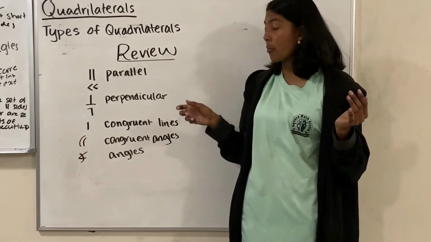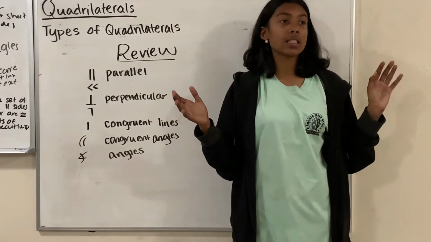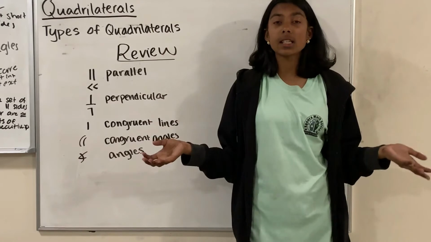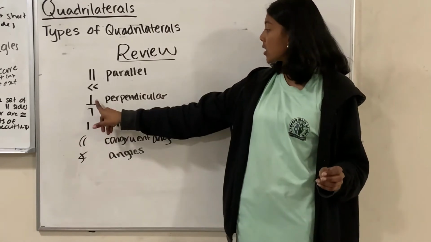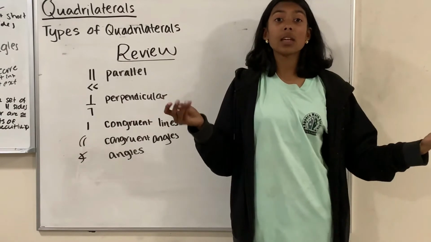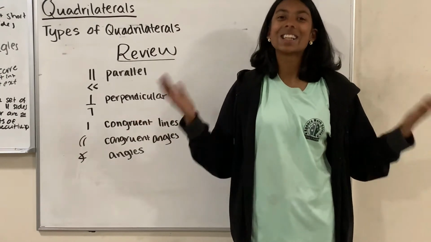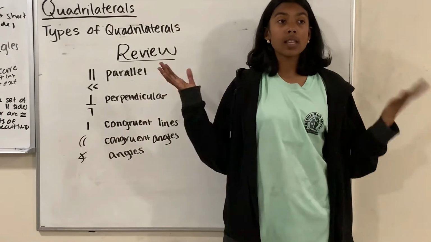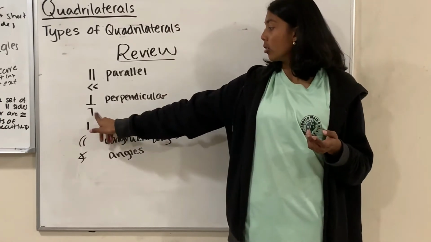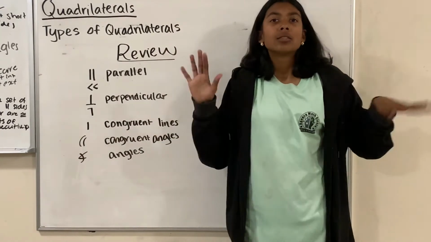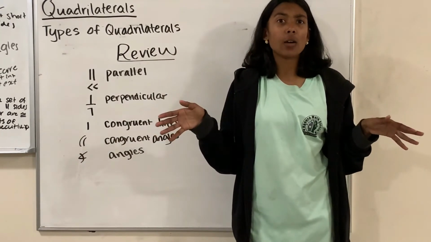Then we move on to perpendicular. If I want to say that segment AB is perpendicular to CD in a sentence, I would say AB, this weird upside down T, CD, which means AB is perpendicular to CD. Or if I want to show that in a diagram, I would do that little upside down L thing. Perpendicular symbols are basically upside down stuff.